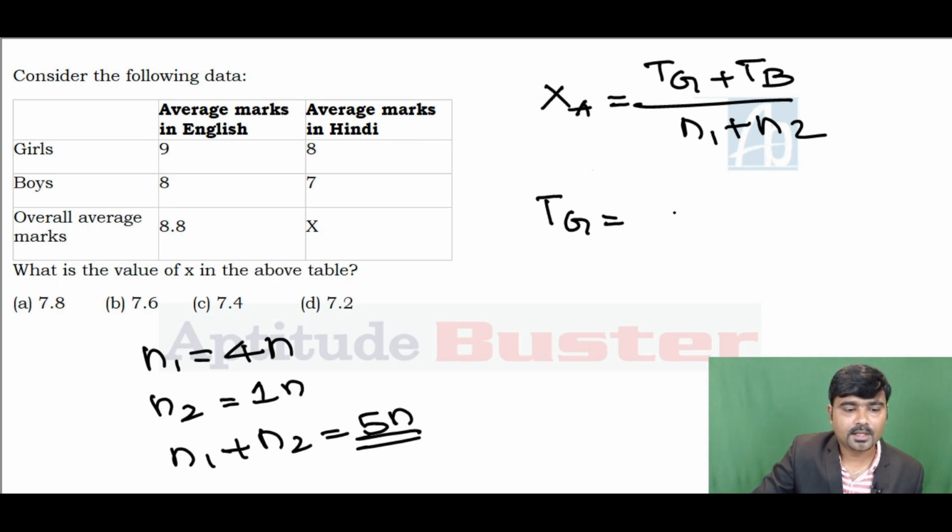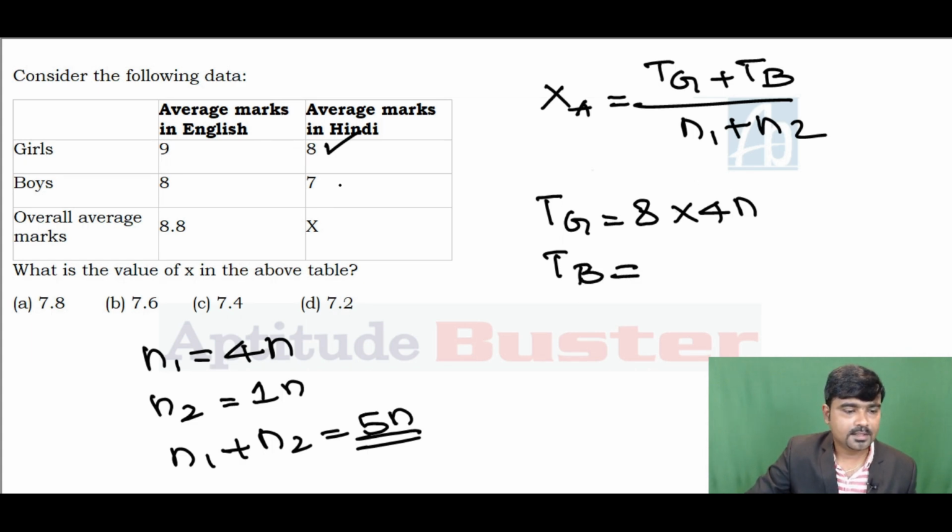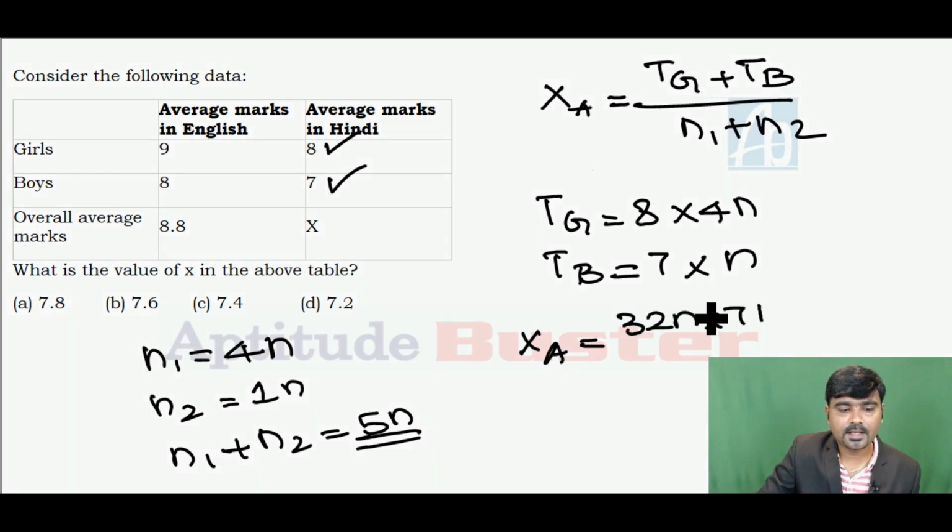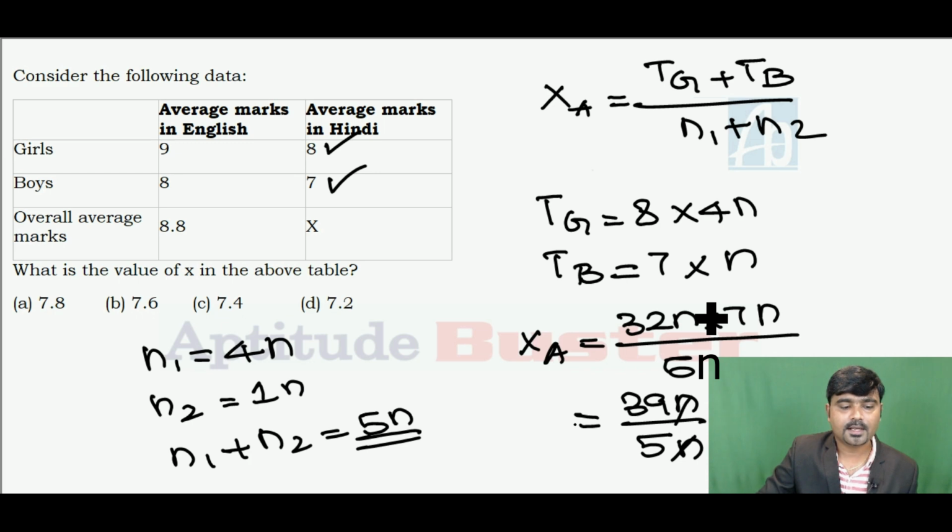Okay, we need to find out the total marks of girls. Tg is equal to, average is 8, the number of girls is 4n. Then the total marks of boys is equal to, this is given 7 into n. Okay, just substitute here. X is equal to 32n plus 7n divided by 5n. So 39n divided by 5n, n gets cancelled. 39 divided by 5, that will give you 7.8. Answer for this question is 7.8.